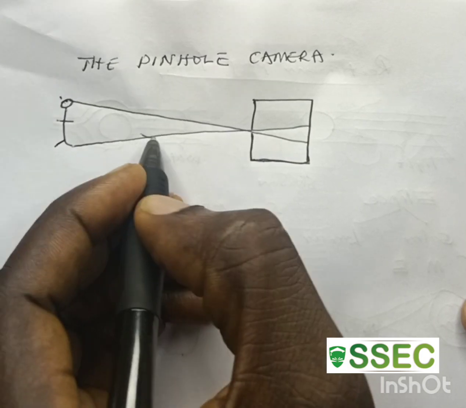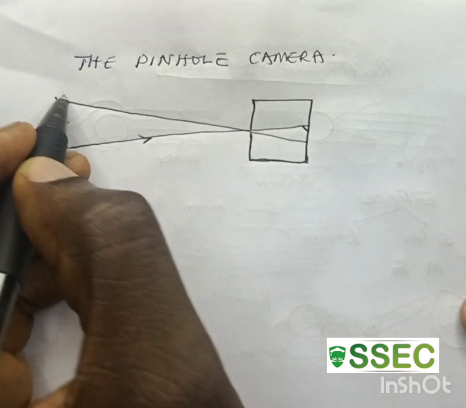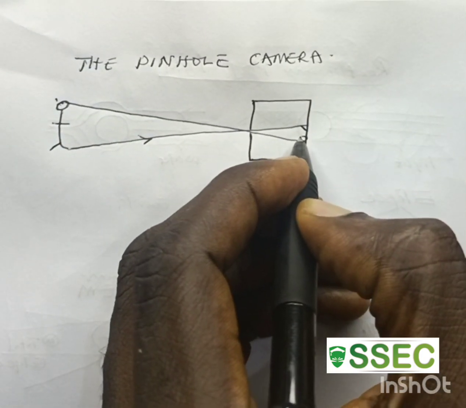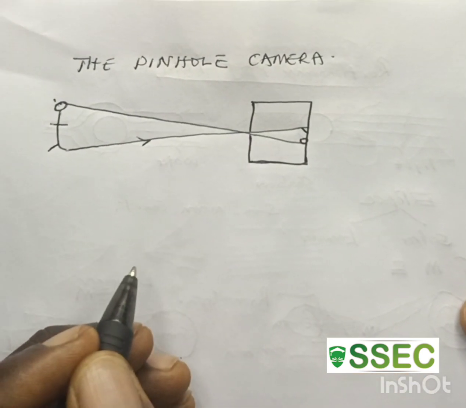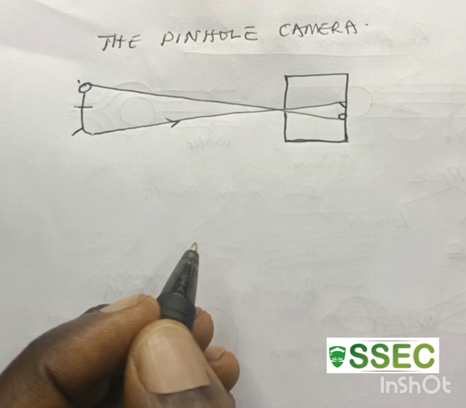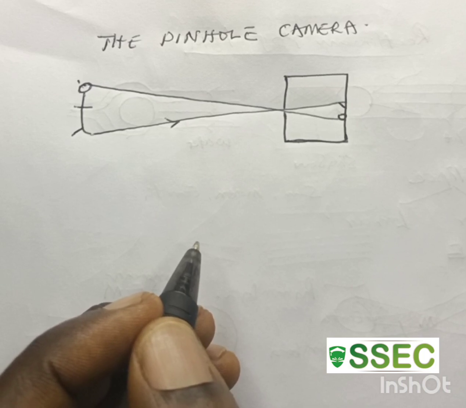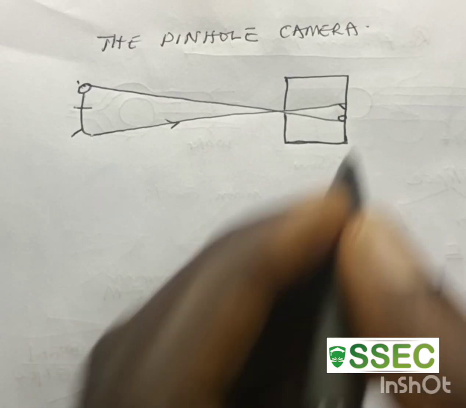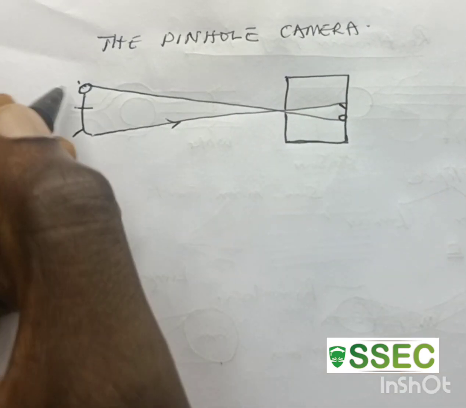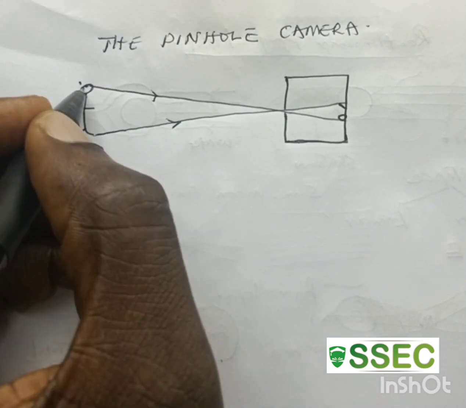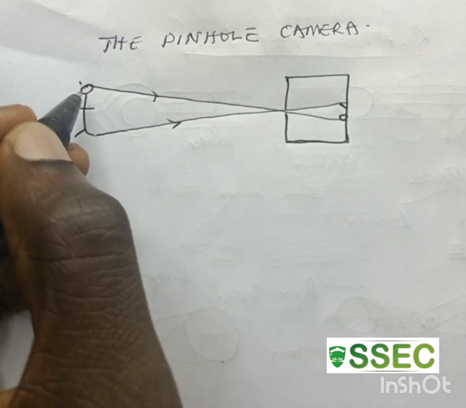So you will see that the ray from the leg is like this and the ray from the head is like this, which makes the image to be inverted. The nature of image formed by pinhole camera is always an inverted image. We can see the head is upside down now, unlike this place that the head is standing erect.